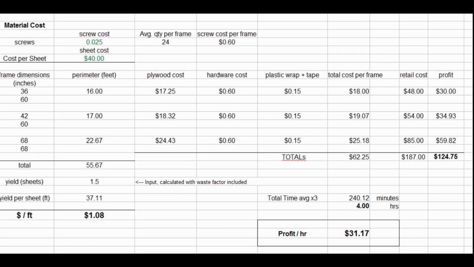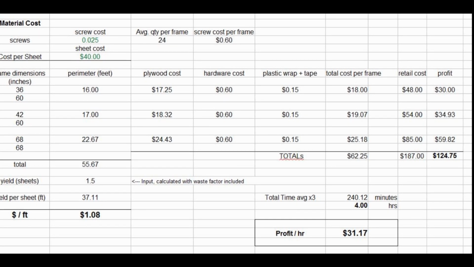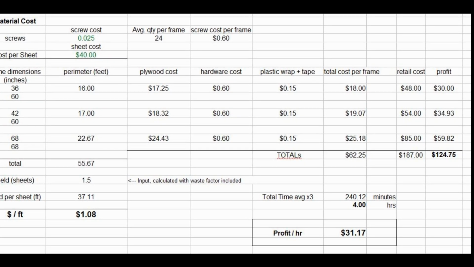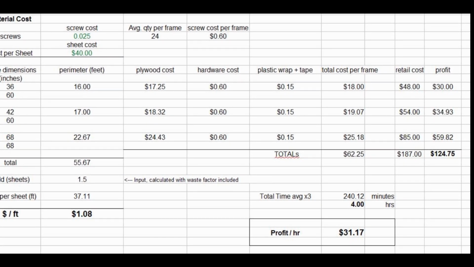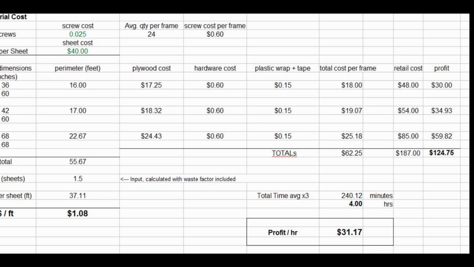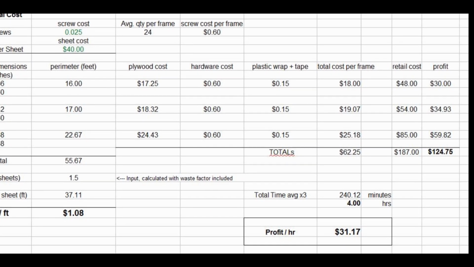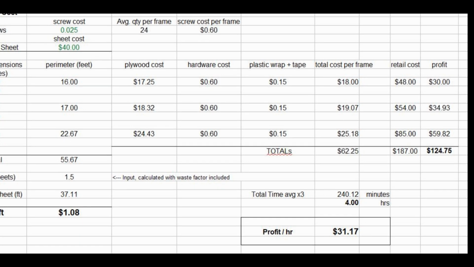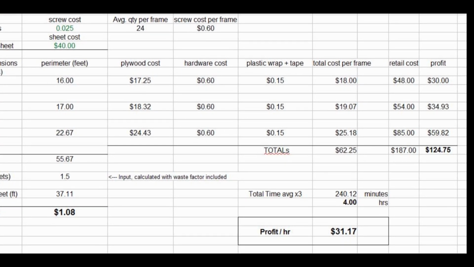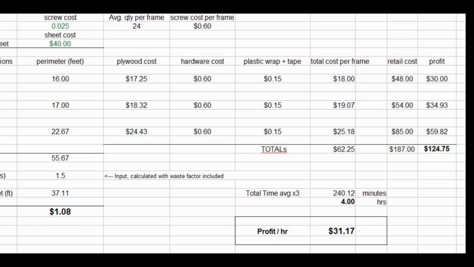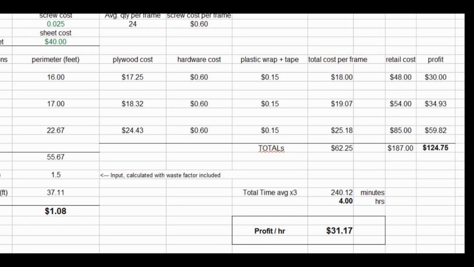So I got my 2 values. I got how much money I made and how long it took me to make that, to give me my profit per hour, which is the final result that I'm looking for. And geez, pretty dismal here, $31 an hour.